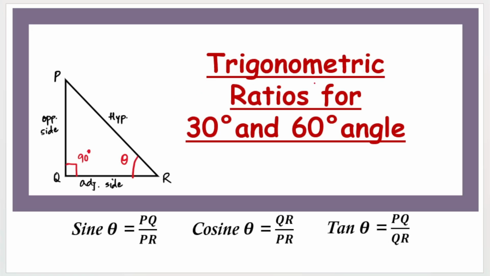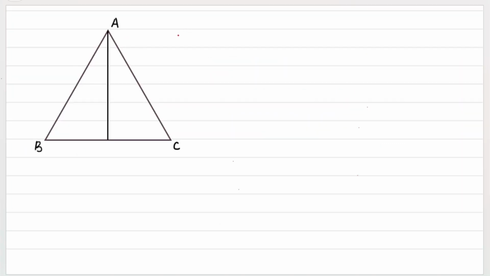Hi everyone, today we are going to derive the trigonometric ratios for 30 degrees and 60 degrees angles in this video. So let's get started. For this, we consider an equilateral triangle ABC. And what is an equilateral triangle? One in which all the sides and all the angles are equal.